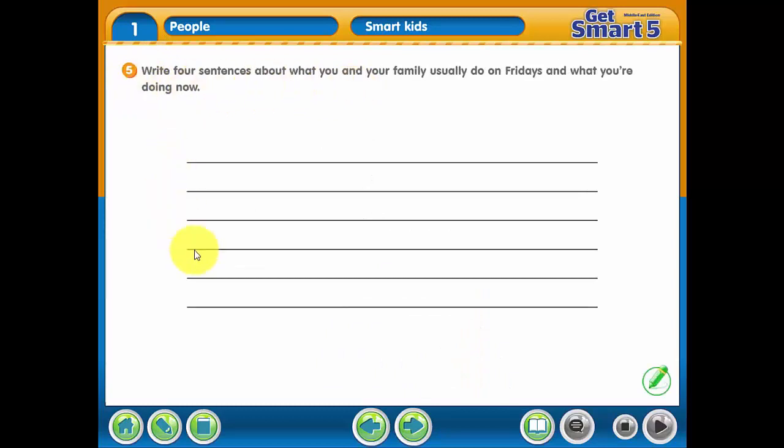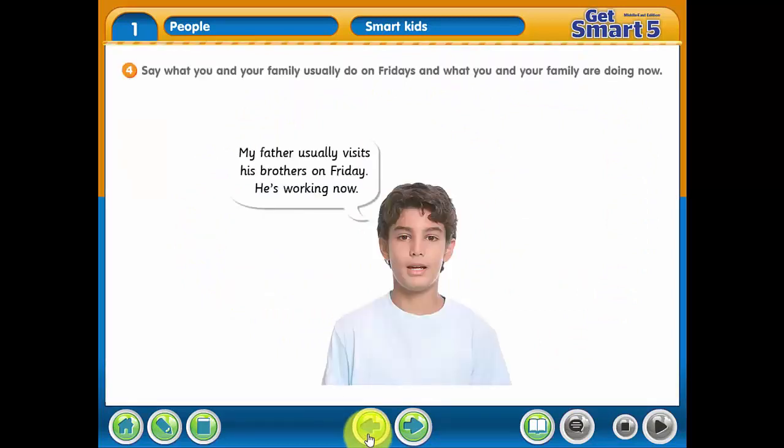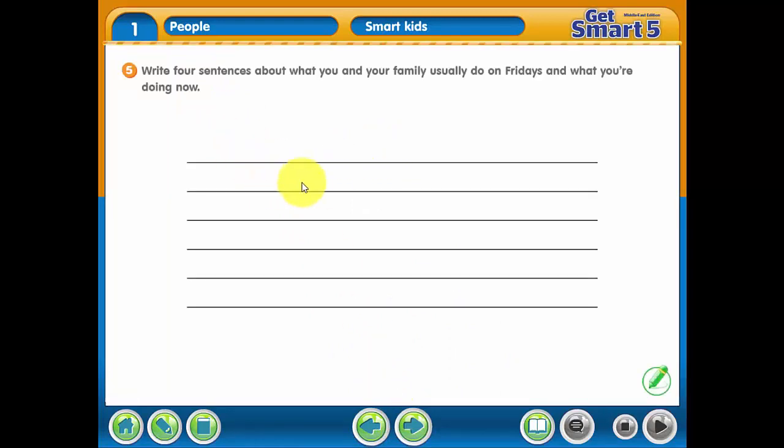Activity 5. In this activity we are going to write the sentences that we have said in activity 4. الجمل اللي احنا اتكلمنا عنها او قلناها في activity 4 هنا هنكتبها. About your father, your brother, your mother, your sister, yourself. تتكلم عن نفسك. I usually play football on Fridays. But now I am reading a short story. I am reading a book. I am playing computer games. هتتكلم فيها عن نفسك وعن أسرتك. What do you usually do on Fridays and what you are doing now? ماذا تفعلونه في أيام الجمعة يعني يوم العطلة. And what you are doing now وما تفعله الآن.